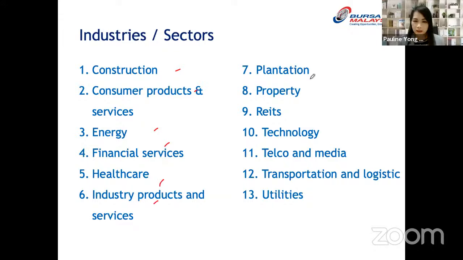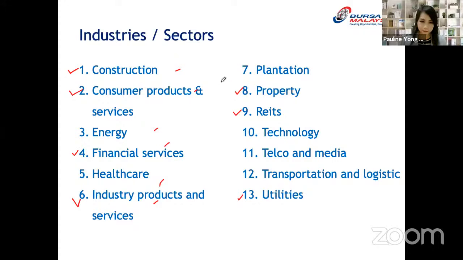Just now we already said that the easier ones will be construction and consumer, easy to analyze because they have the order book, and this is based on the population and the income level. Then the banking, industrial, property, REITs, and utilities. These are the easy ones. If you want to be safe and just invest in some consistent, safe stocks, these are probably those few sectors that you should be looking at inside your portfolio.